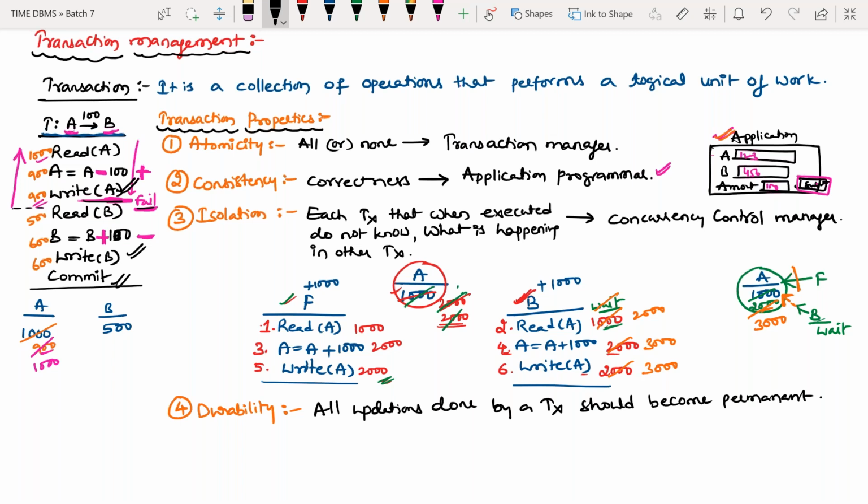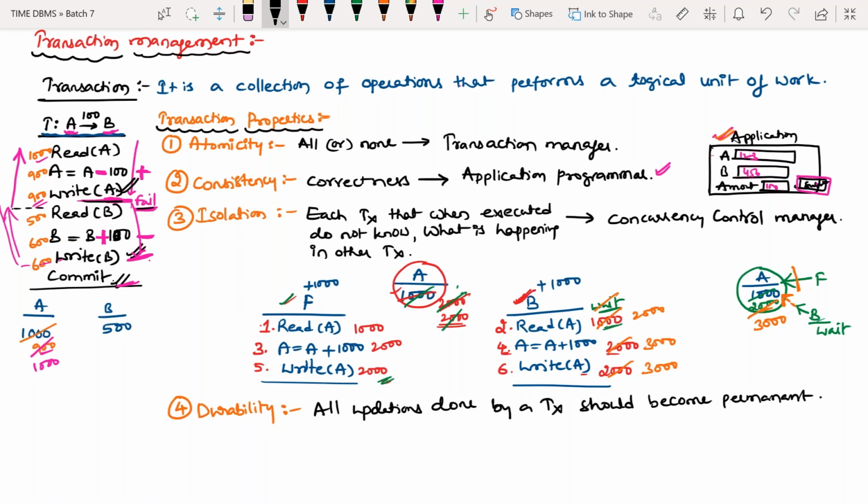So the durability property requires the same thing. All updates done by a transaction should become permanent. Otherwise, a problem may have occurred. Let us take an example. If debited from account A, credited to account B, done. But before commit, if a failure occurs, it is possible to roll back both debiting from A and crediting into B. Both you can roll back. But once it is committed, it cannot be changed to its old value. That's why we say making the updates permanent.